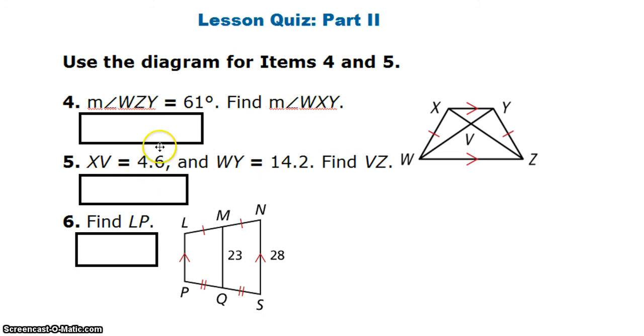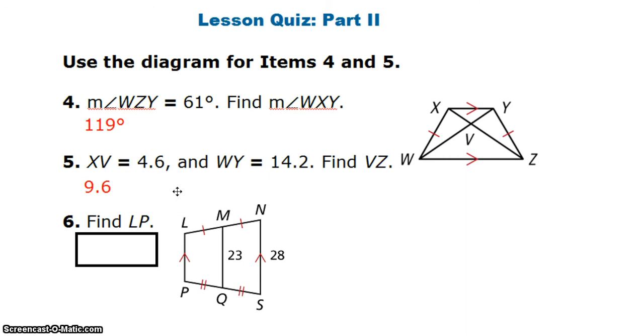The measure of angle WXY is 119 degrees. Find VZ. Segment VZ is 9.6. And here we are missing one base, right? We know the midsegment, but we are missing the base LP, which is 18.